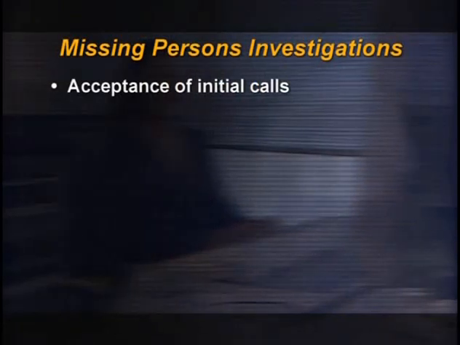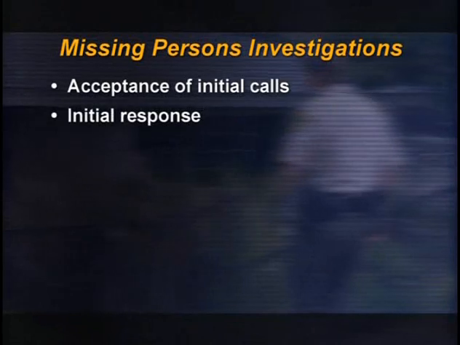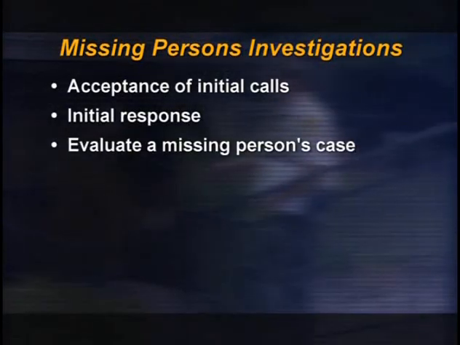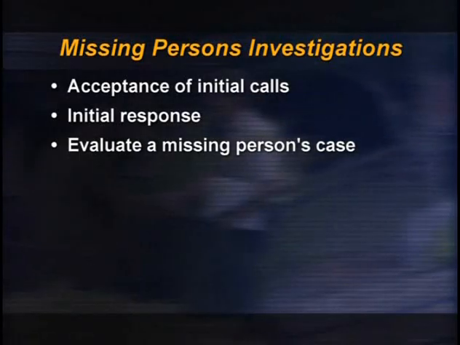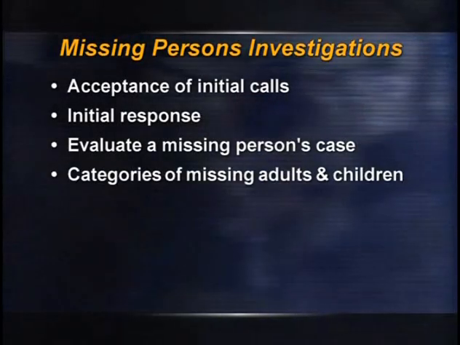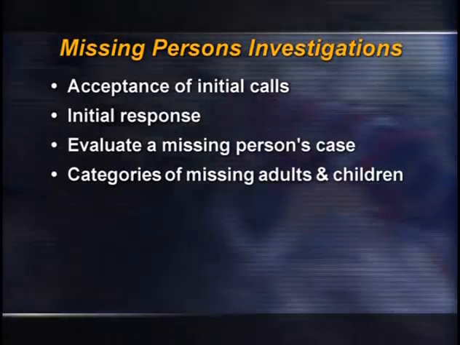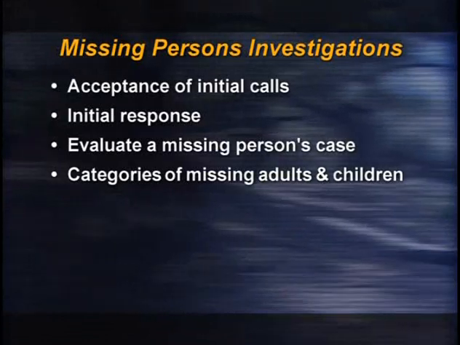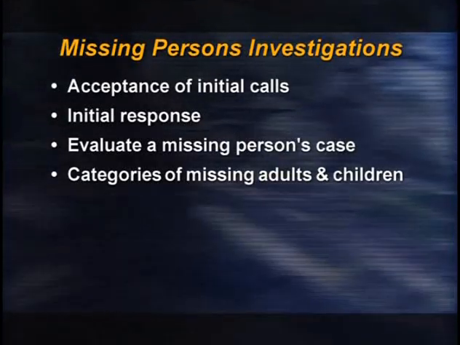In this program, our coverage of the topic will start with the acceptance of initial calls regarding missing persons and how to properly enter a detailed initial report. We'll discuss initial response and how to evaluate a missing persons case in order to better apply resources to the investigation. We will then look at some of the different categories of missing adults and children and demonstrate how a missing persons category may determine how law enforcement proceeds with an investigation.